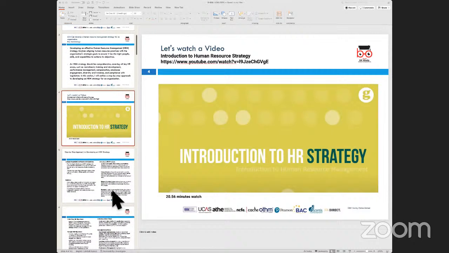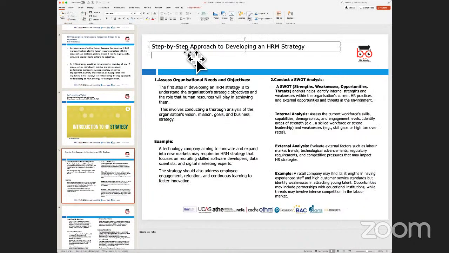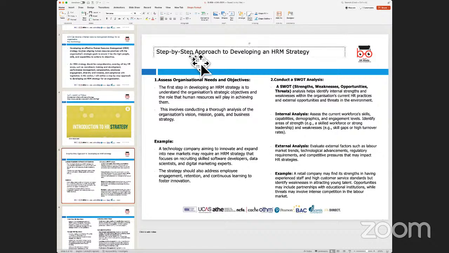Now, what we are going to do is obviously look at developing and understanding this particular part of the strategy that we need to do, by looking at some of the main aspects of what it actually involves when we say developing a strategy.